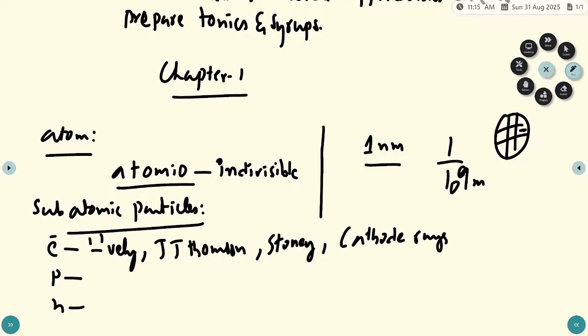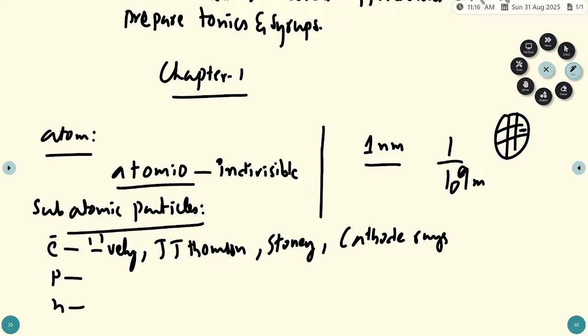From cathode rays experiment lo ఏమవుతాయి? The particles are passed from cathode to anode. So in that experiment the scientist J.J. Thomson observed those negatively charged particles are called electron అని చెప్పాడు. Okay, the electron name was given by Stoney, but discovered by J.J. Thomson by using cathode rays experiment.